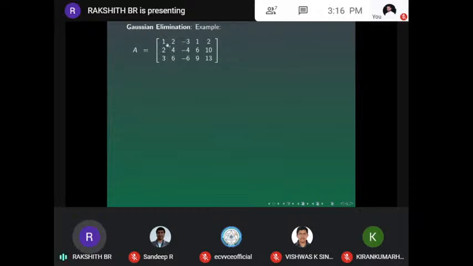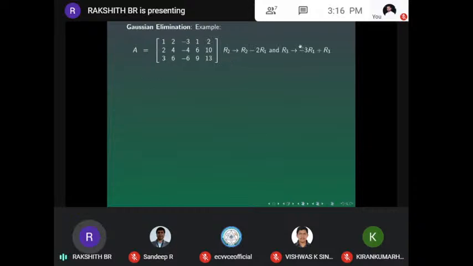If I consider the first row, the first pivot element is 1. So the first job I need to do is make the entries below this pivot element, that is 2 and 3, as 0 by using row operations. If I want to get this 2 as 0, I need to multiply the first row by -2 and add it to the second. If I want the first column of the third row as 0, I need to multiply the first row by -3 and add it to the third row.